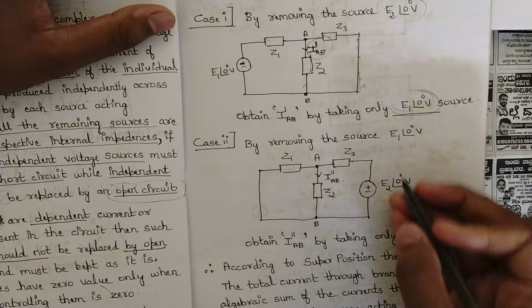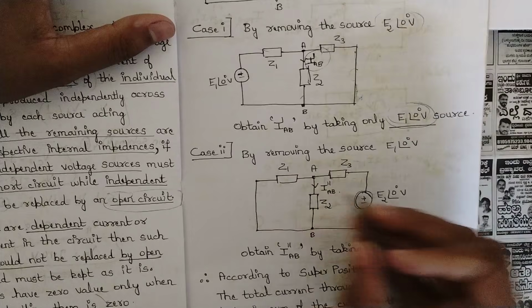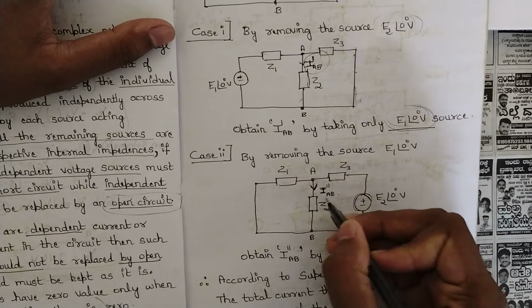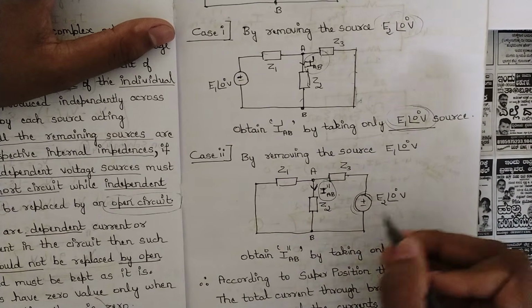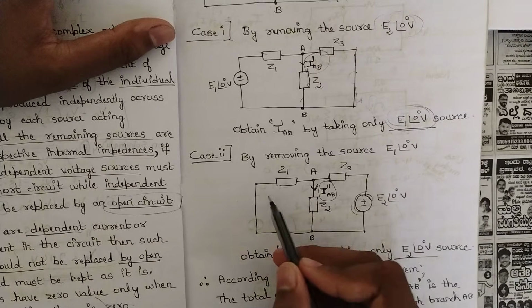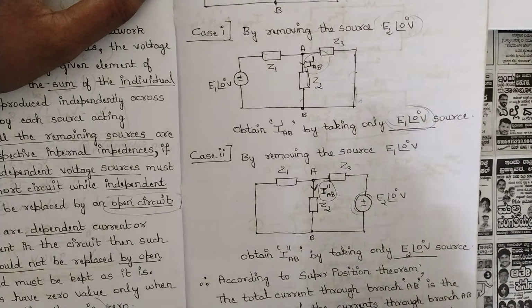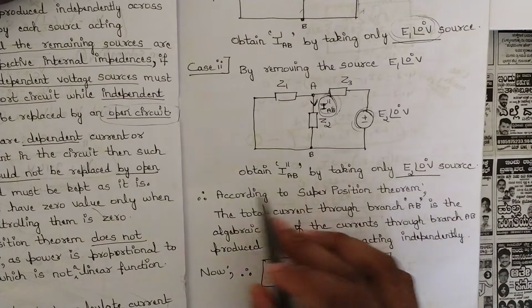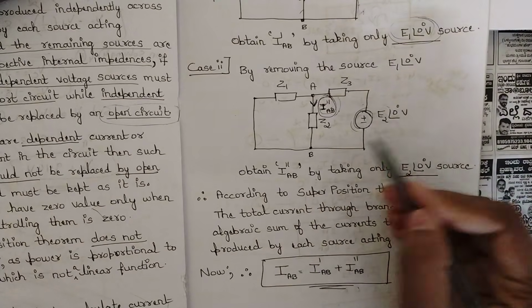Rest all the components, keep it as it is, and this you should be keeping it as it is. That is the E2 voltage source. Rest all the components, name it, and name this current now as I double dash of AB, since this current is due to the voltage E2 voltage source by shorting the E1 voltage source. So that's why keep it as it is. Again, solve using mesh analysis or node analysis and get the current I double dash of AB, that is, obtain I double dash of AB by taking only this voltage source.